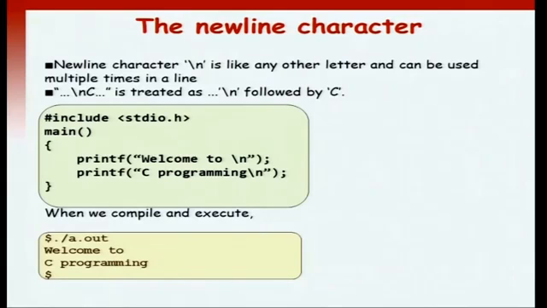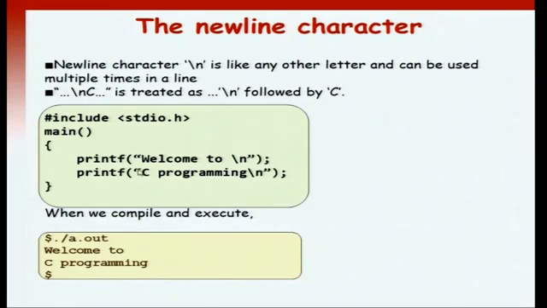The new line character \n is like any other letter and can be used multiple times in any particular line. For example, if you have something to print followed by \n followed by C followed by something to print. Now, this will be treated as so many characters and then a new line followed by C. So let's see a particular example.